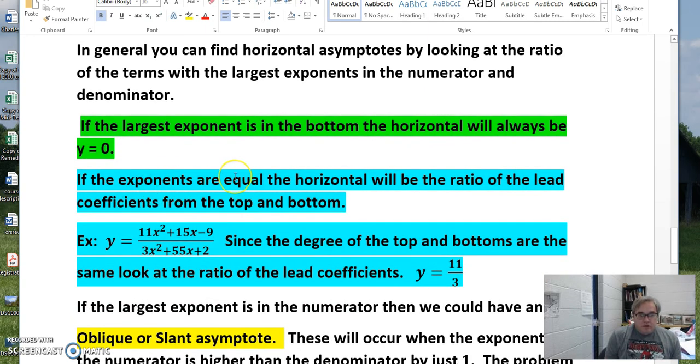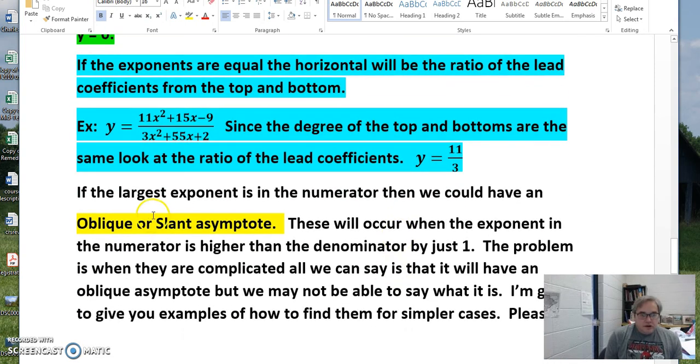If the exponents are equal, like this one here, I have 11x squared over 3x squared plus stuff, and I look at the ratio of these lead terms and simplify that, that's going to come up with y equals 11 over 3. So as x grows without bound, this thing is going to level off at a horizontal asymptote of y equals 11/3. And then, if the largest exponent is in the numerator, we could have, and I'm saying could, because there has to be a special case here, an oblique or slant asymptote. And that will be my next video.